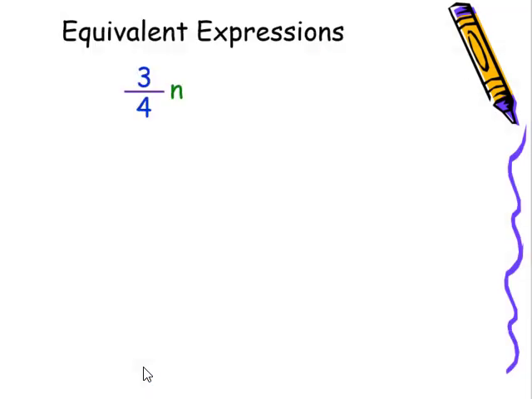When we see the expression 3/4 n, this is the same as 3n over 4. When we see 1/4 n, this is the same as n divided by 4. Remember, division is the same as multiplying by the reciprocal. Therefore, when we see n divided by 4, it's the same thing as saying 1/4 times n.